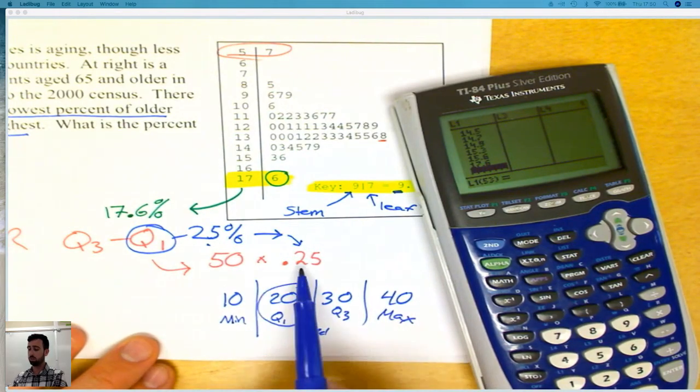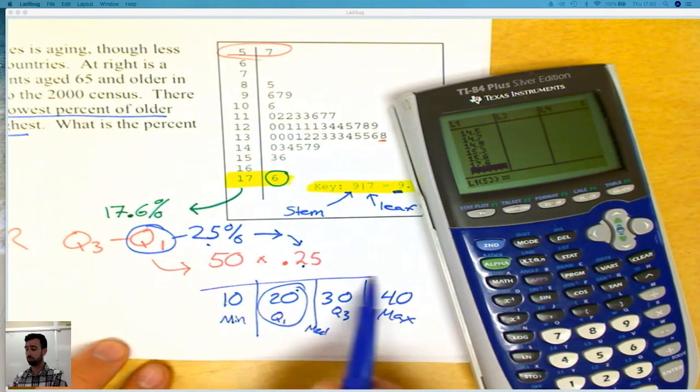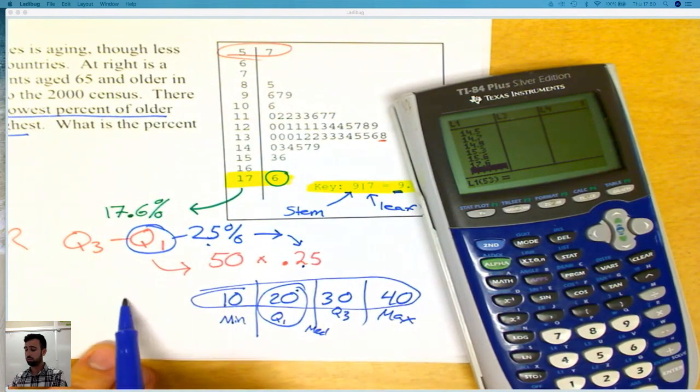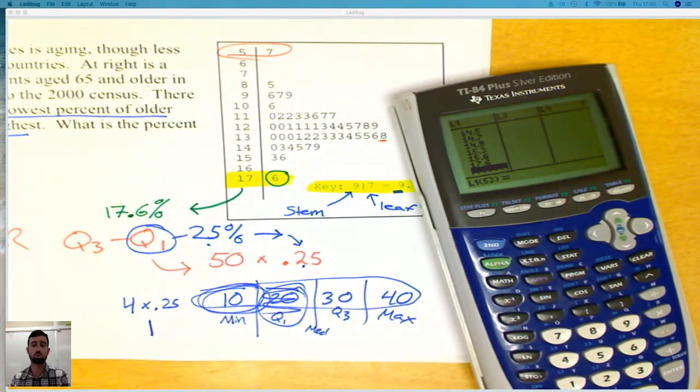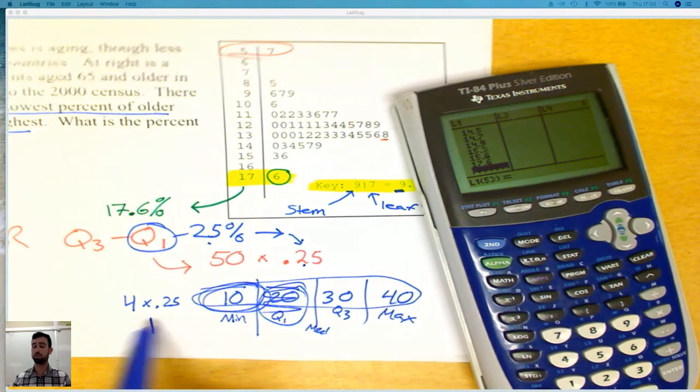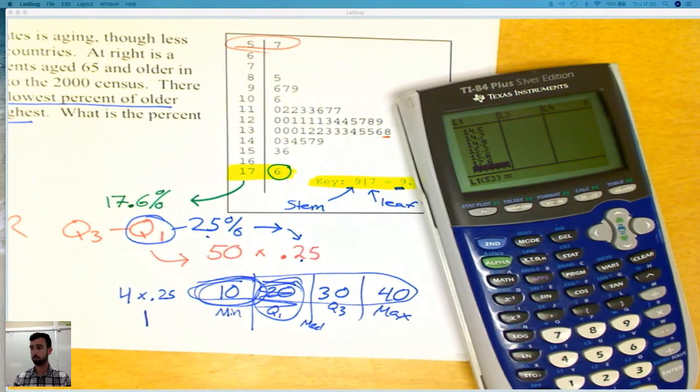So Q1 is the 25th percentile. If I multiply 4, because there are 4 numbers here, times 0.25, I'm going to get 1, which will tell me the first quartile. So you just take the total amount of data points, multiply it by your percentile, and that'll tell you where your percentile is. So this is the first number. Okay? Hopefully that helped. If not, ask again.